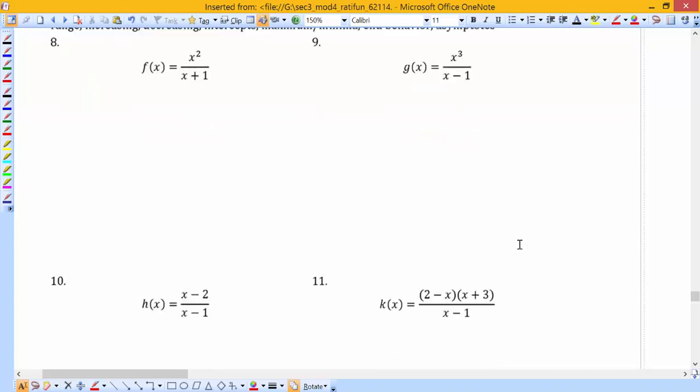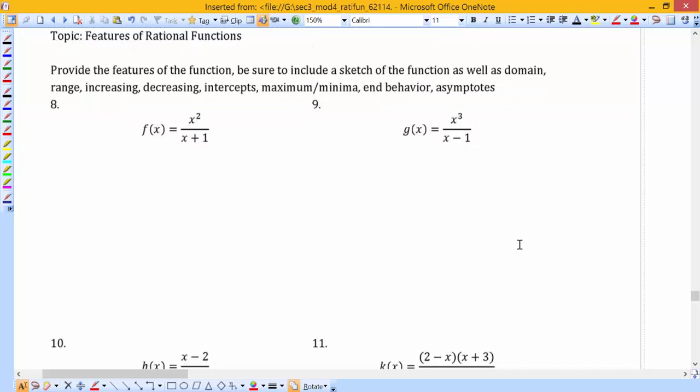Since we are really not going over the oblique asymptotes, number 8 does have an oblique asymptote. I would like you guys to find everything else for this function. By the way, I know it has an oblique asymptote because my top degree is 2 and my bottom degree is 1. So the top is bigger by 1, and that's case 3. Case 3 has an oblique asymptote, and you have to use long division.